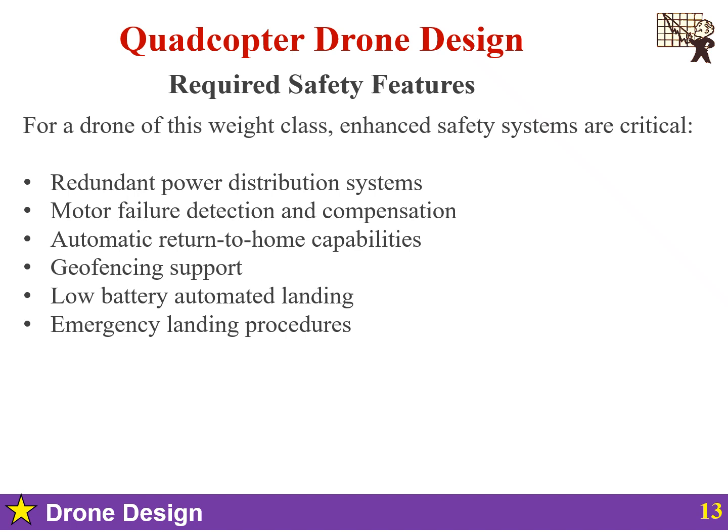The first is the redundant power distribution system. Why is it critical? A single point of failure in power distribution causes catastrophic system failure. Professional systems include dual battery capability with automatic failover, redundant voltage regulators for flight critical systems, protected power distribution preventing single point failures, and current monitoring on each power rail.